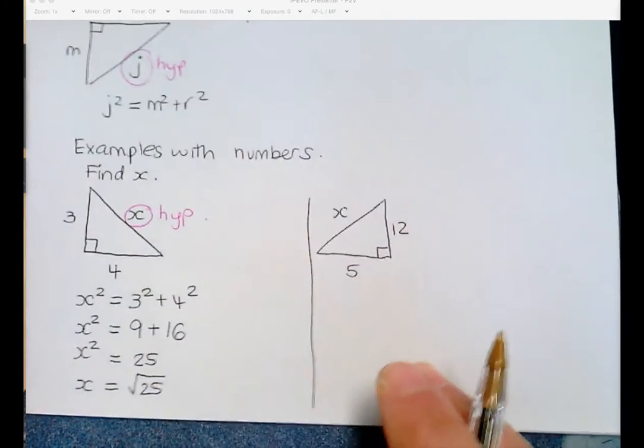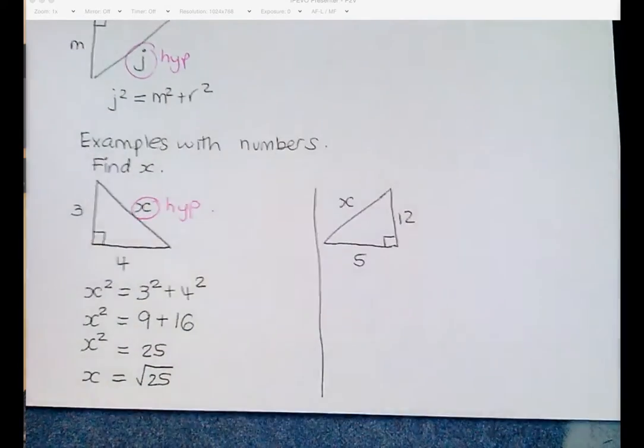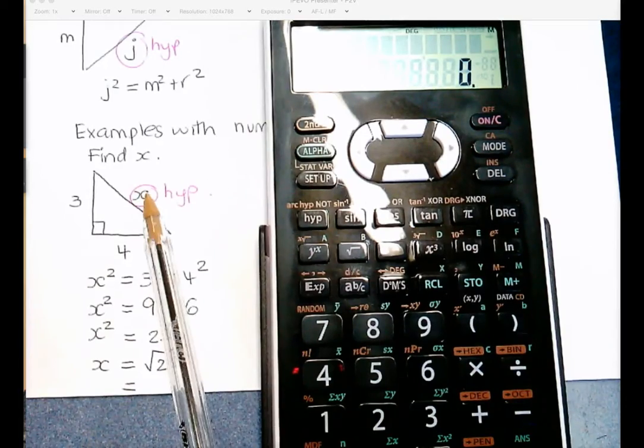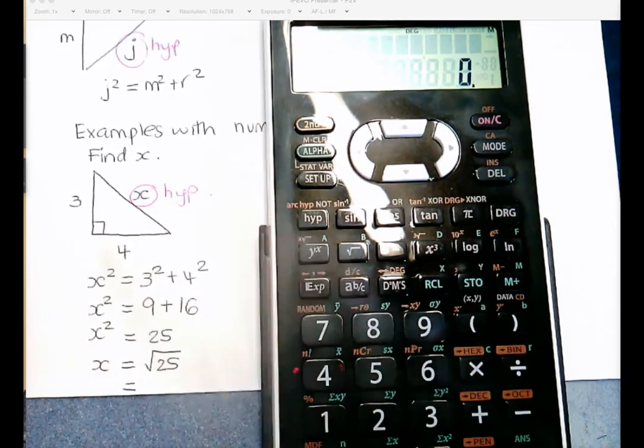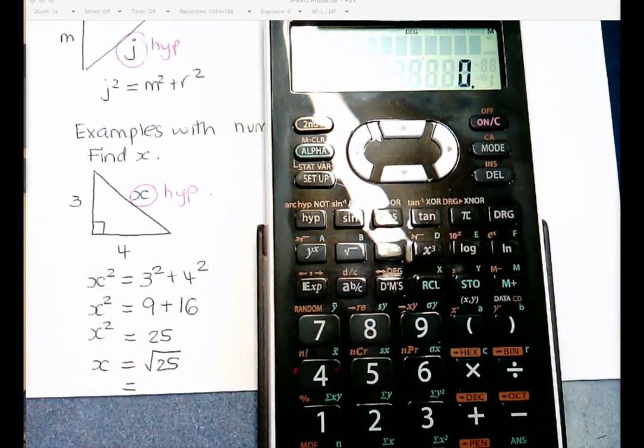So, girls, this is the tricky step. So, triangle up, x is the hypotenuse. So x squared is 3 squared plus 4 squared. Girls, if you want to do 3 squared on the calculator, just have a look.